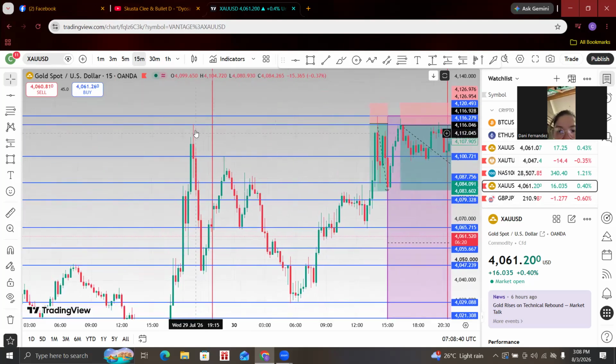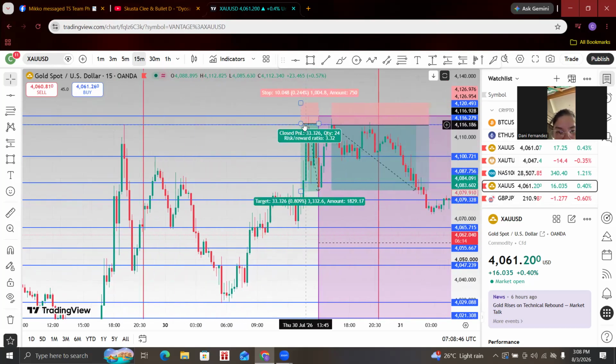So first, you already marked this out. You're gonna wait for a retest, right? You're gonna wait for a retest at the same price. So it did hit the same price. You enter the sell, it went down. So that means you got 1640 pips drawdown, right? But it kept going down.